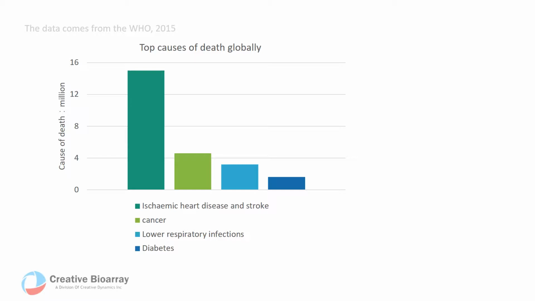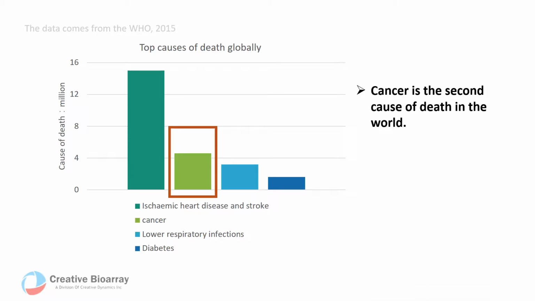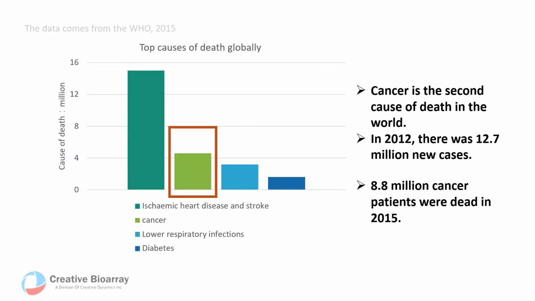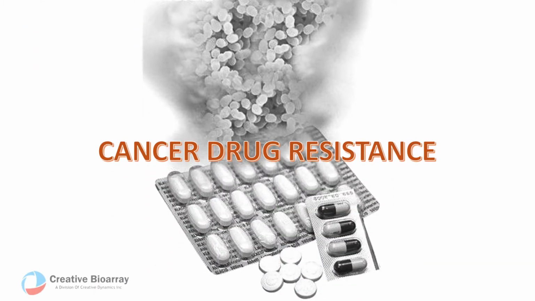Cancer is the second cause of death in the world, with 12.7 million new cases in 2012 and 8.8 million deaths in 2015. The number of new cases is expected to increase by about 70% in the next two decades. With the progress of tumor prevention and treatment, the survival rate of cancer patients has improved. But there was a new phenomenon, cancer drug resistance.